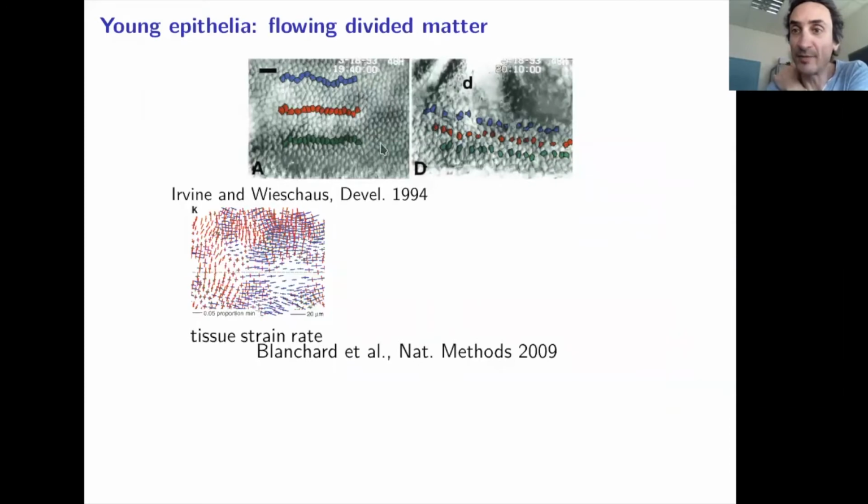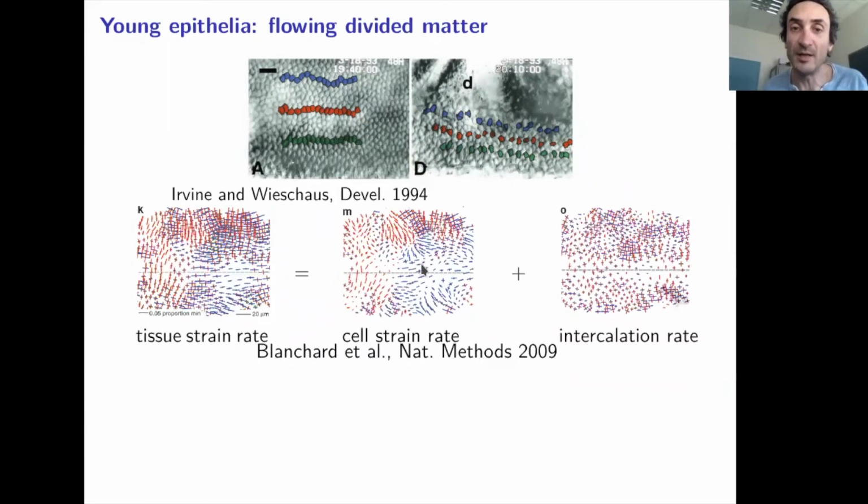But because you have these intercalations, this strain rate is relevant at the tissue scale, but doesn't tell you what cells by themselves experience. So you can calculate another strain rate, which is the one of individual cells. One cell can be fitted by an ellipse, and you look at the evolution of this ellipse over time, and that gives you a different strain rate, because the difference between the two will be the intercalation. So that offers a continuous measure of intercalation.